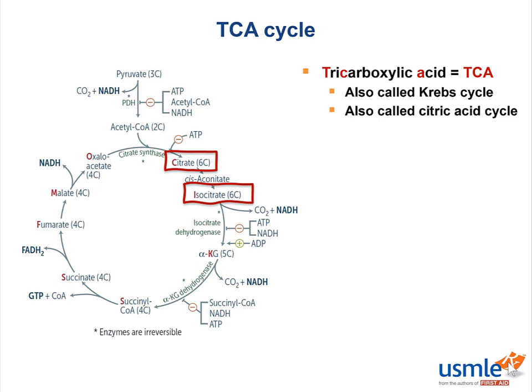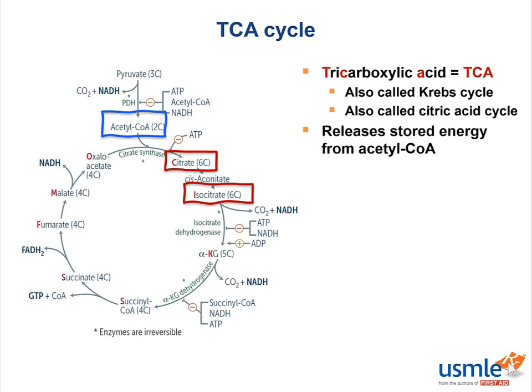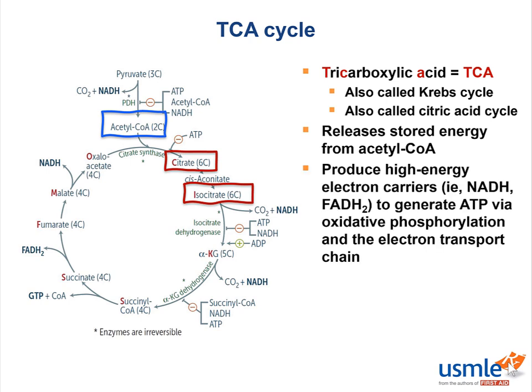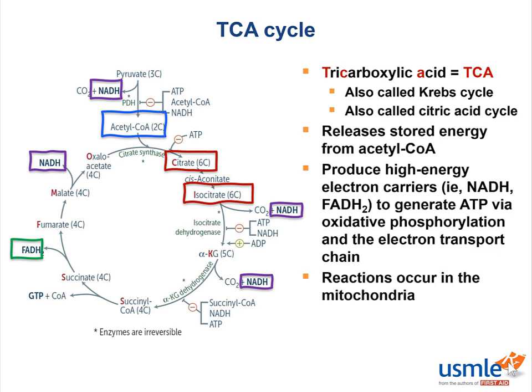Now, remember, here in blue at the top is acetyl-CoA, and the role of this cycle is to release stored energy from it. Well, how does it do that? It produces high-energy electron carriers like NADH and FADH2 to generate ATP via oxidative phosphorylation and the electron transport chain. This energy helps to drive cellular metabolism. These reactions occur in the mitochondria.